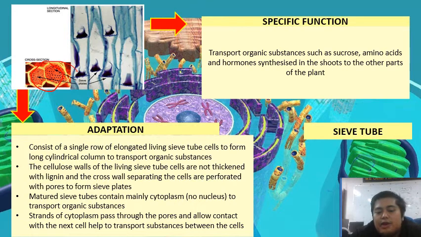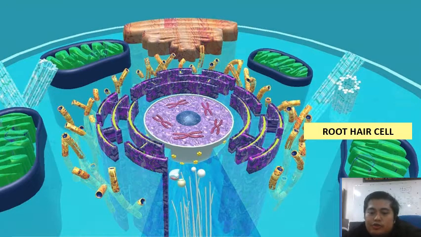Strand of cytoplasm pass through the pores and allowing to contact with the next cell to help the transport of substances between the cell. So dengan kata lain, dia akan berhubung antara satu sel dengan satu sel lain untuk menghantar organic substances. So next we have our root hair cell.